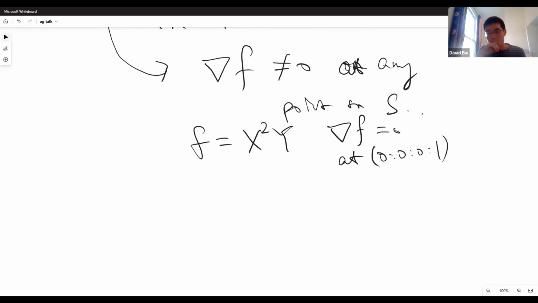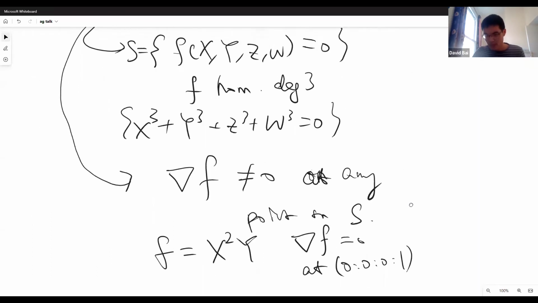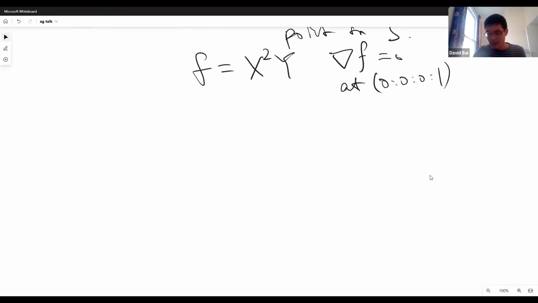So that's a theorem. That's the correct statement of this quite famous result due to Cayley and Salmon. And of course, we're going to prove this. We have half an hour left, which is definitely enough to prove this.